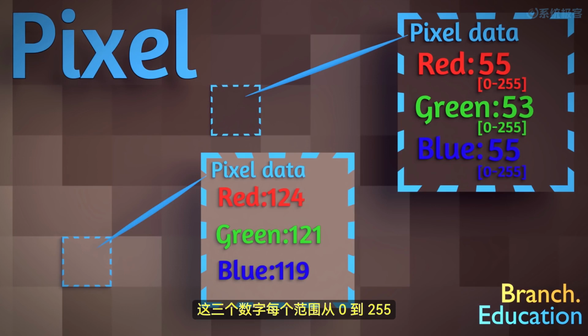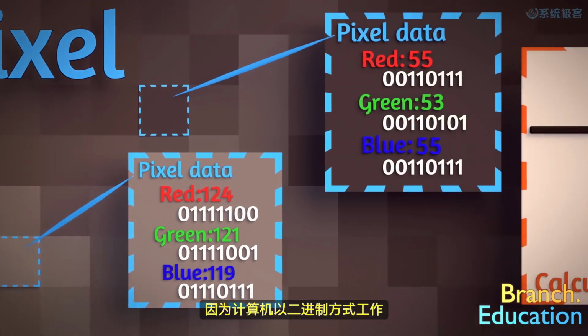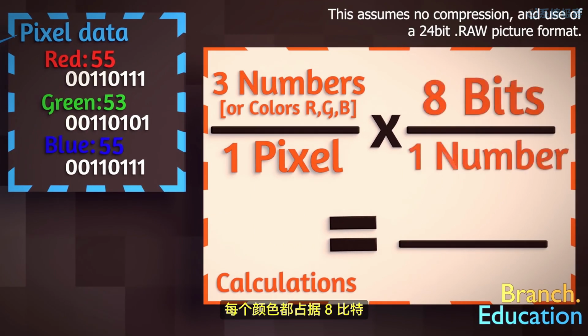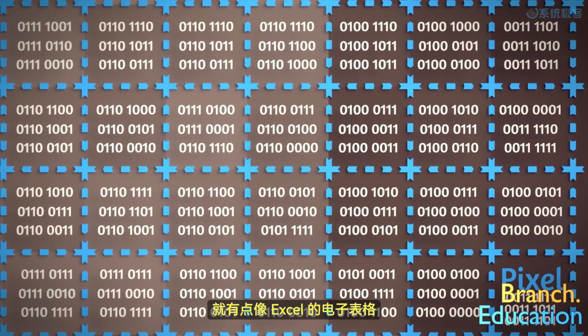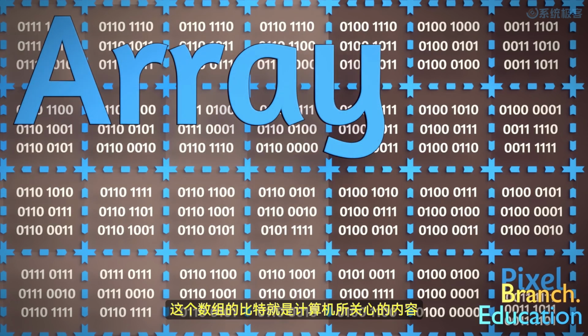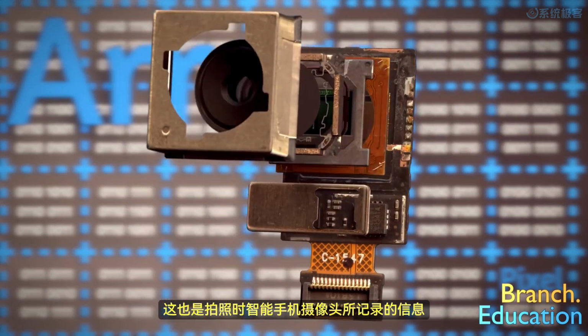Each of these 3 numbers, from 0 to 255, is represented by 8 bits in binary, or 8 ones and zeros, because computers work in binary. So, 3 colors, red, green, and blue, and 8 bits each, means each pixel takes 24 bits to define its color. This picture is a grid of colored pixels. So let's turn it into a grid of values, kind of like a spreadsheet in Excel, but called an array instead of a spreadsheet. This array of bits is what your computer cares about, and non-coincidentally, it's also the information that the camera on my smartphone recorded when I took the picture.